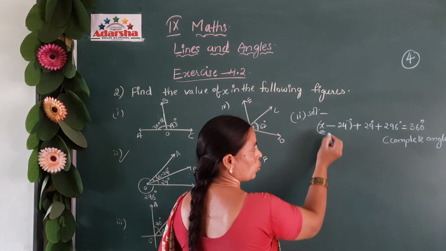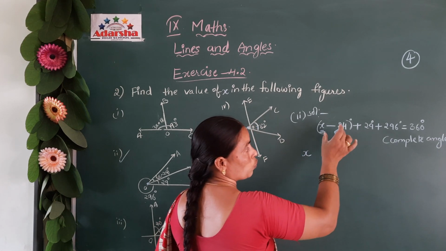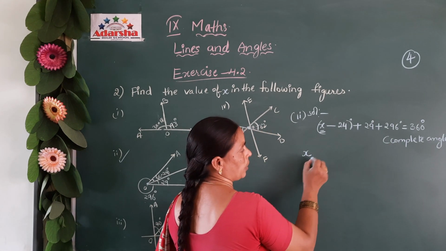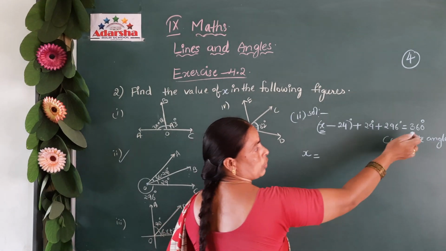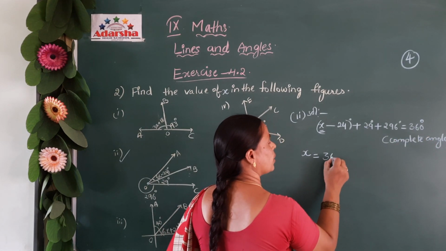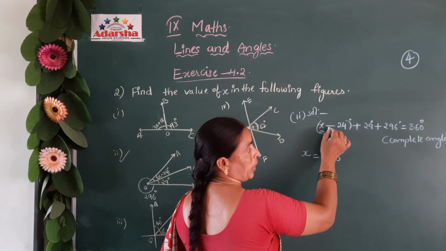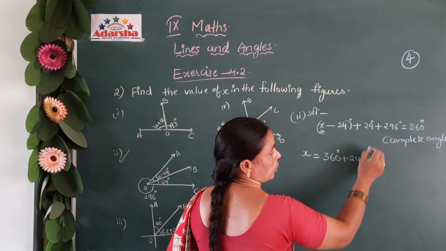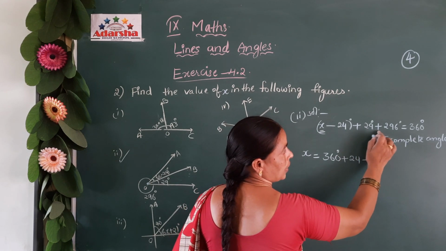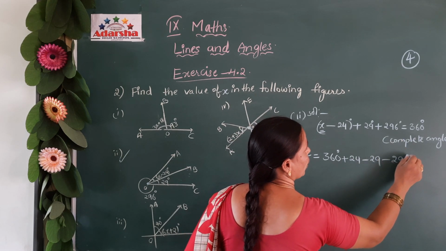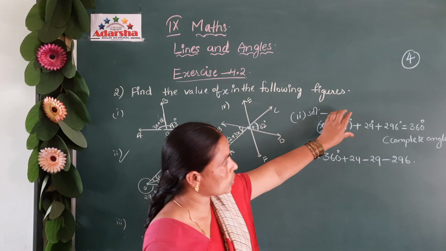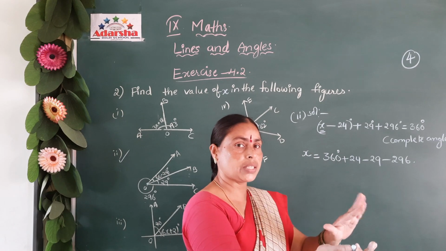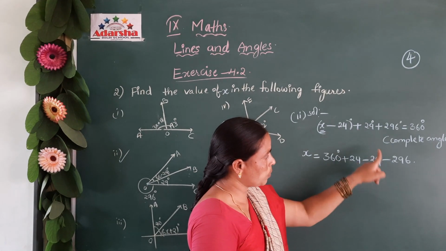Okay, x is the unknown value. You have to keep it on the left hand side. Whatever constants are there, you have to transfer to the right hand side. Only x you have to keep on the left hand side. X is equal to, after that the constant numbers. First you have to write that as it is, 360 degrees. Now minus 24 transfer to the right hand side, that becomes plus 24, and plus 29 becomes minus 29, plus 296 becomes minus 296. Okay, here all the constants we are transferring to the right hand side. While transferring from left hand side to right hand side, minus becomes plus and plus becomes minus.